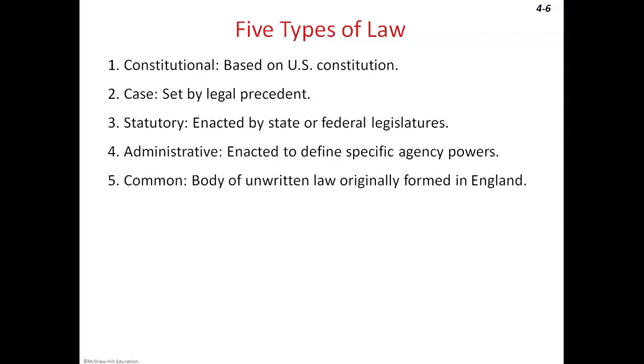Case law is set by legal precedent. Case law began with common law, which is the body of unwritten law developed in England. In the early days of America, laws were derived from those originating in England. Often they weren't written down. They were more based on customs and traditions of the people. As judges shared their decisions with each other, these decisions became common law.